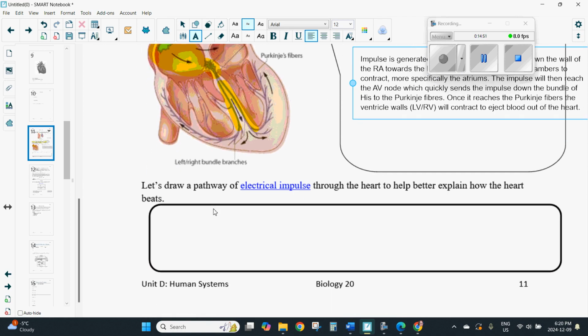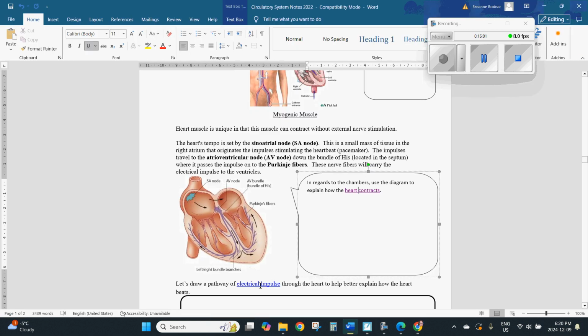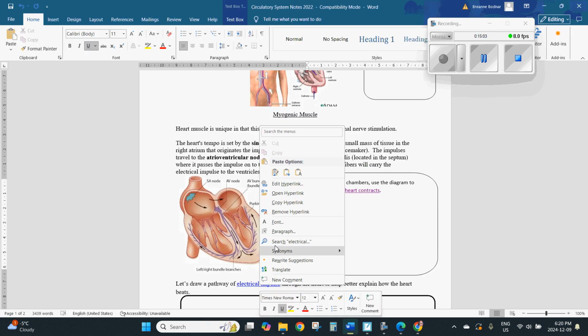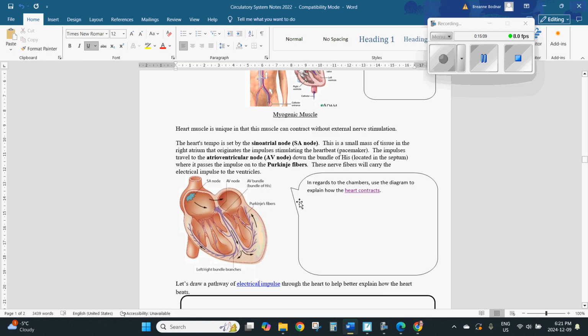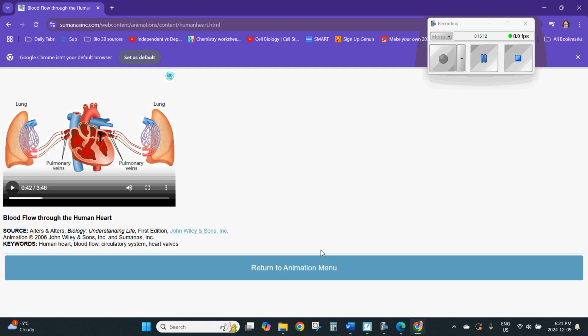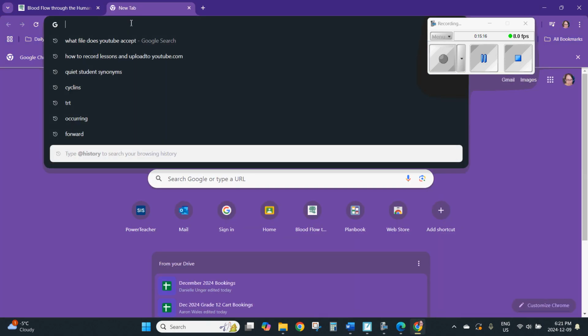So, let's draw a pathway of the electrical impulse through the heart to help better explain how the heart is beating. So let's try this video and see what happens. Hopefully it will actually work. Going to open it directly in Google and see if that actually helps.